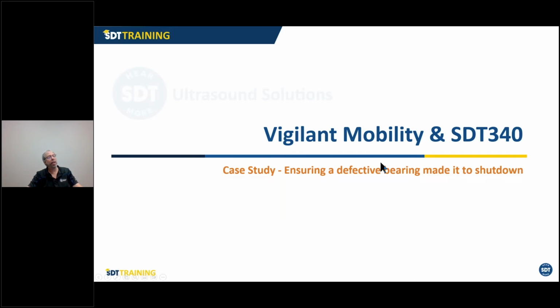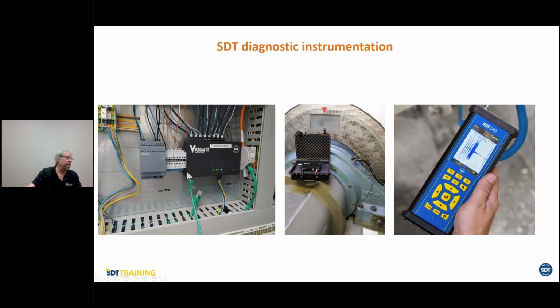We also have another system called the Vigilant Mobility, along with the 340 machine. The Vigilant Mobility is relatively new for us. It takes ultrasound and vibration online monitoring live. I'll show you how it looks in a few seconds. This is when it's bolted directly to a plant, so you want to leave it there forever. You have your 8 channels, which are 8 independent live channels. That's not a multiplex system. It's 8 live continuous channels.